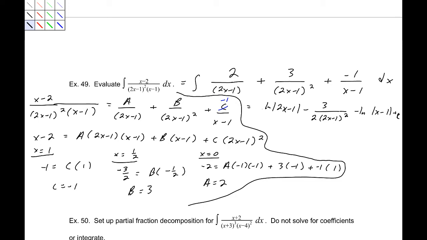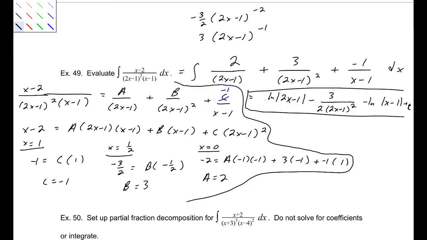If I had negative 3 over 2 times 2x minus 1 to the negative 2, if I took the derivative of that, that would get me a positive 3 times 2x minus 1 to the negative 1, which is exactly... oh, should that be a 3 there? I think that should be a 3. Okay, well, I'm glad we noticed that. Okay, there it is. There should not be a squared on this term right here.